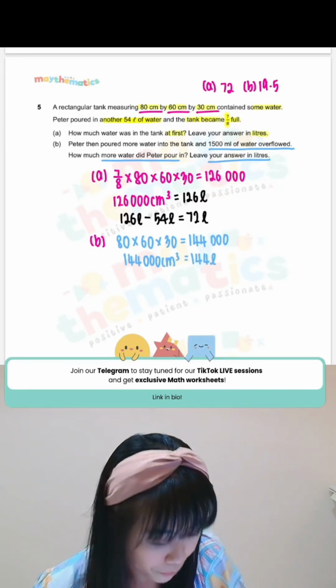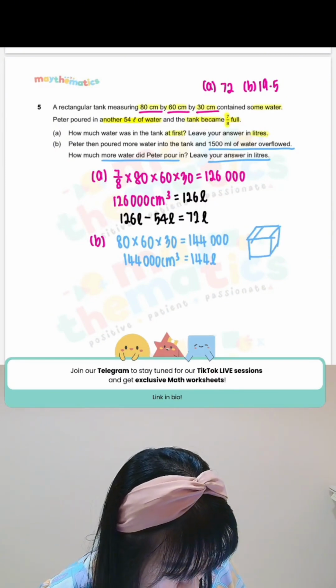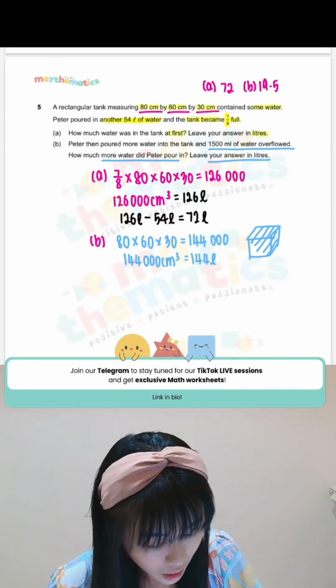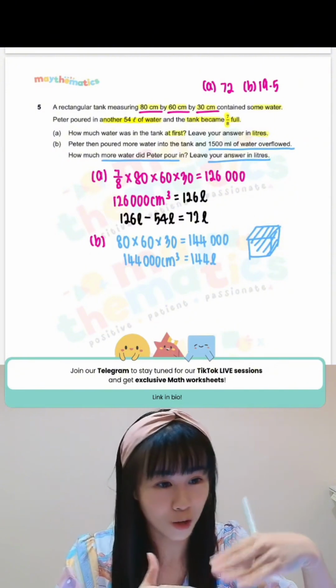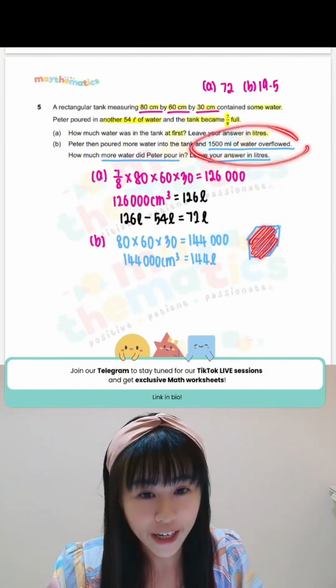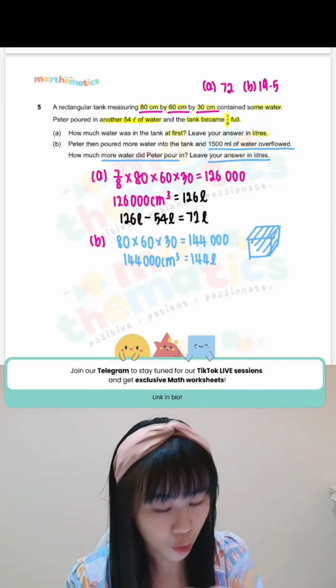So imagine this rectangular tank, when you fully fill it, it is 144 liters. Before the water overflows, it must fill up to the brim first. Do you agree with me? It must fill up to the brim first, then it can overflow. So what do you do in the next step? Do you add? Yes, we add.